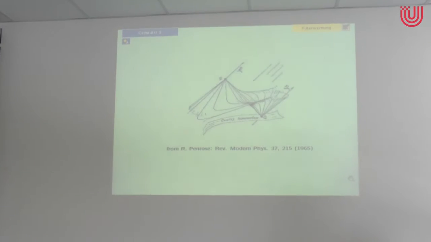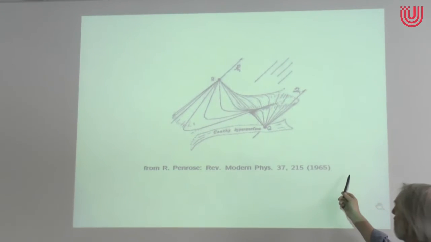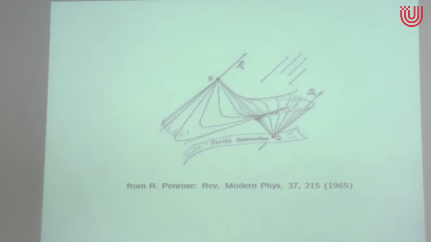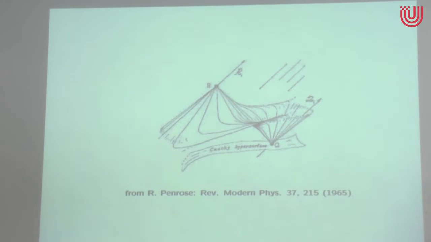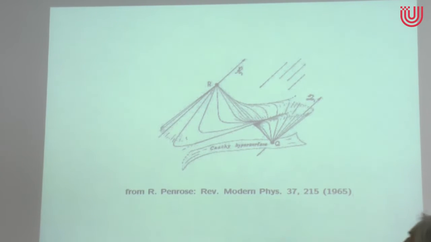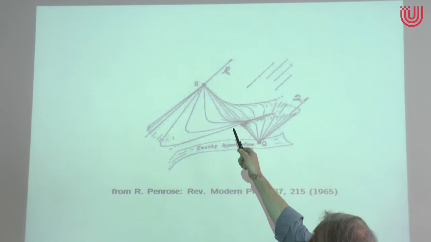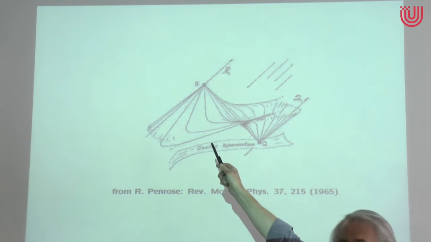Okay, here we are. So here you see this is a reference. The title of the paper is something like a remarkable property of gravitational waves or something like that. And what is drawn here is the future light cone of an event Q, or what is the same, the past light cone of this event R.